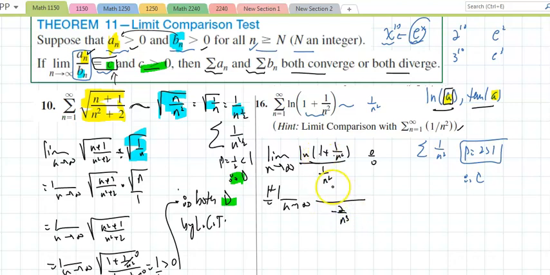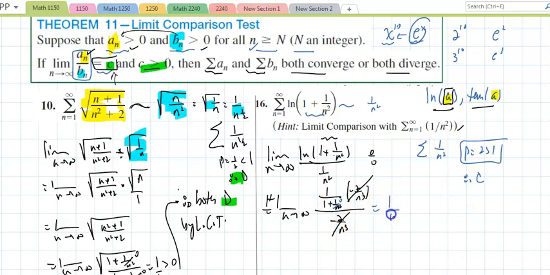There we go. Here, isn't that 1 over 1 plus 1 over n squared times the derivative of this? Isn't that negative 2 over n cubed? So here it is. Those cancel out every time. As n approaches infinity, this will zero out. You're left with 1 over 1 plus 0, which is 1, bigger than 0. Therefore, they both converge by limit comparison test.